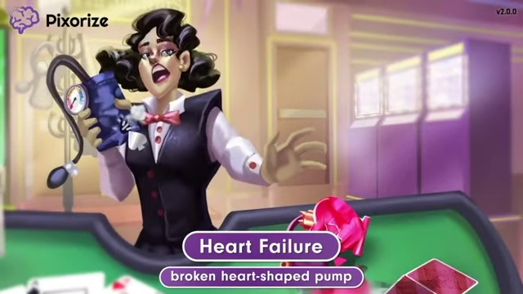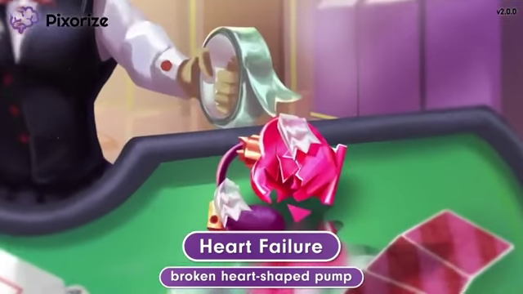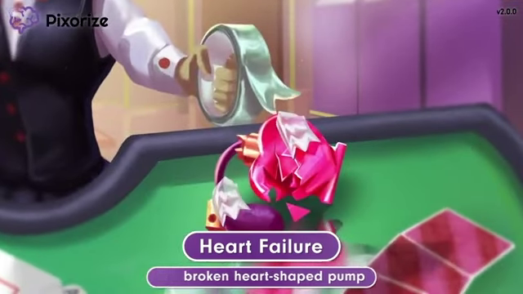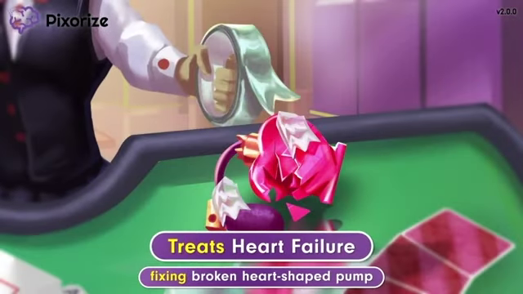Like I said before, the dealer is prepared for emergencies like this, so notice how she is hurrying to tape the broken pump back together. The way she is fixing the broken pump can remind you that ACE inhibitors treat or fix heart failure.